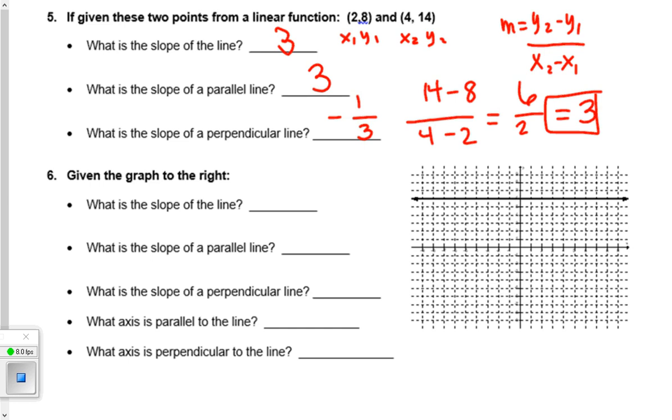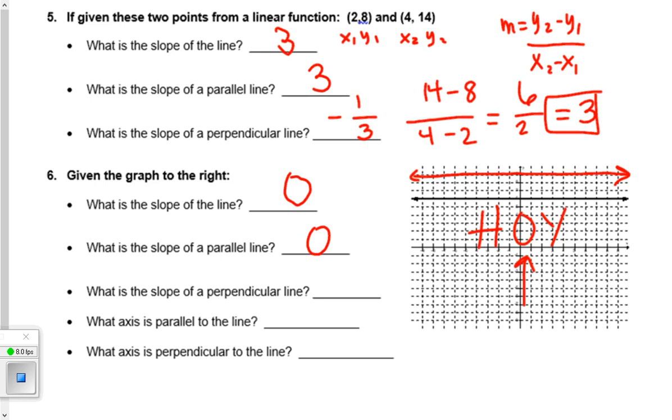Okay, last problem. Given the graph to the right, what's the slope of the line? Well, I noticed that this is a horizontal line. Well, horizontal starts with the letter H, which makes me think of hoi. The O in hoi reminds me that the slope is 0. So if I want a parallel line, well, I know the slope's supposed to be the same, another 0, which makes sense because another parallel line would be another horizontal line, another hoi.